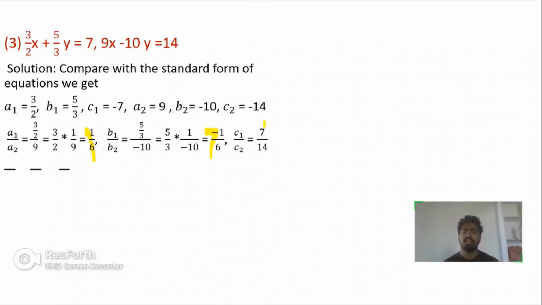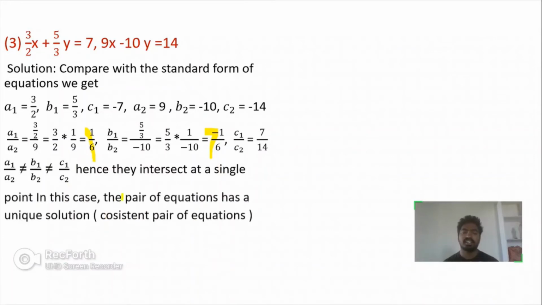So these three values are not equal to one another. Hence A1 by A2 not equal to B1 by B2 not equal to C1 by C2. Hence they can intersect at a single point. In this case, the pair of equations has a unique solution. That is, these equations are treated as a consistent pair of equations.